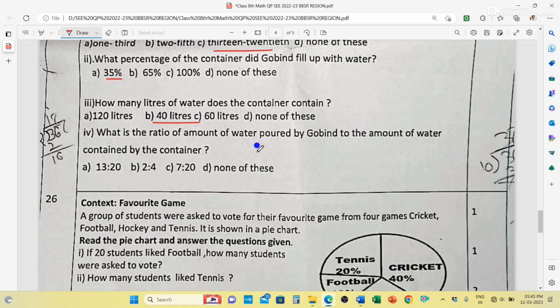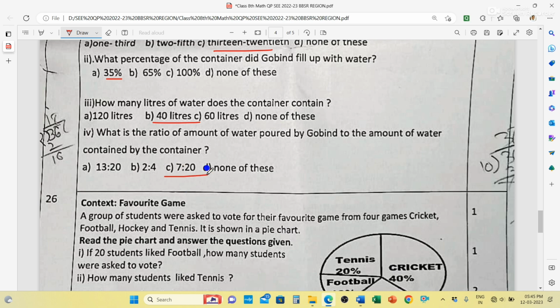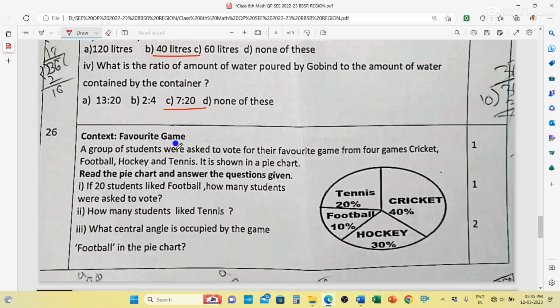What is the ratio of the amount of water poured by Gobind to the amount of water contained by the container? Here you have to find the ratio. The ratio of the amount of water poured by Gobind, 14 liter, to the total amount of water contained in the container, 40. So 14 is to 40. 2 sevens are 14, 2 tens are 20. So 7 is to 20.